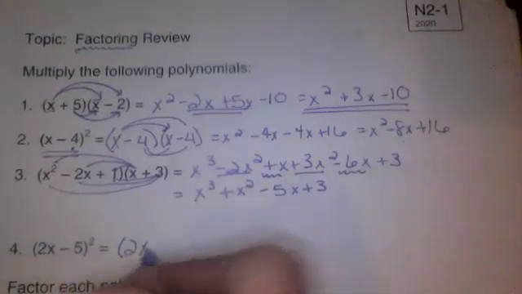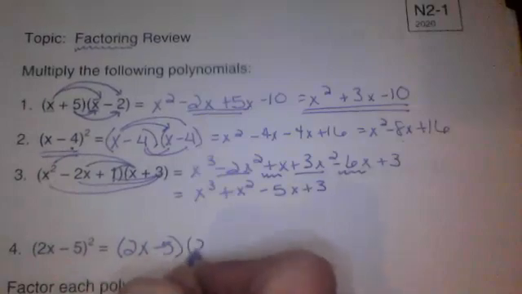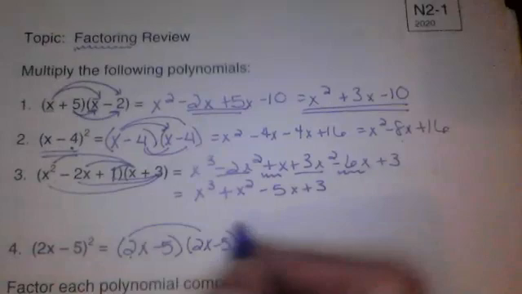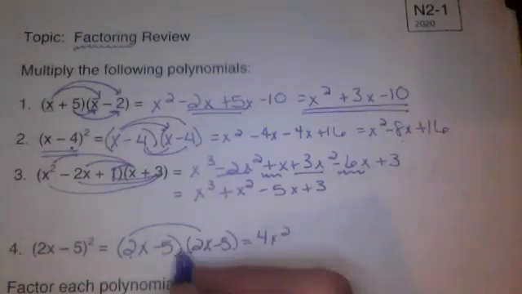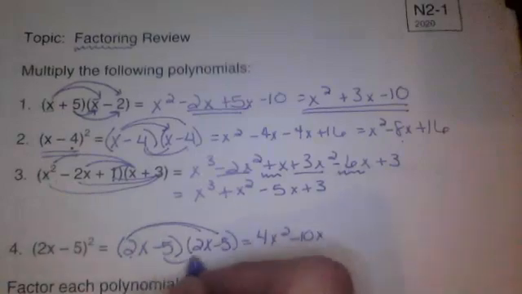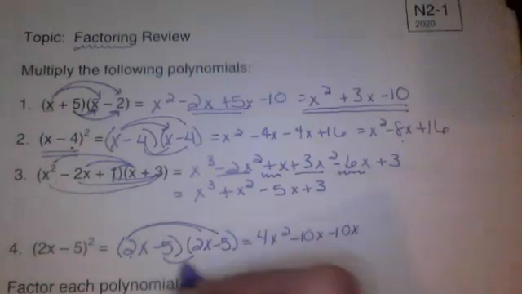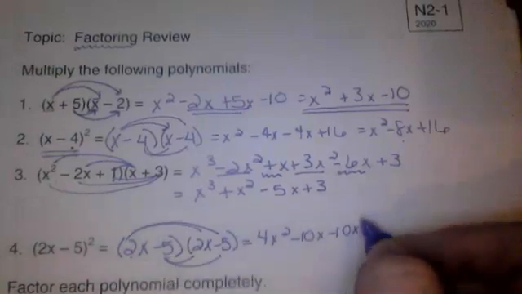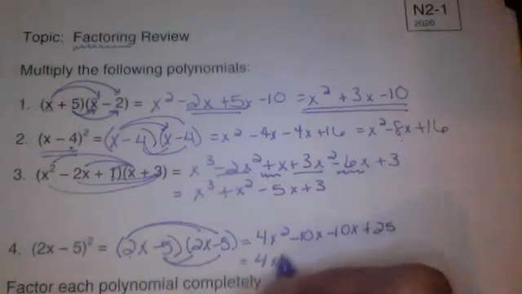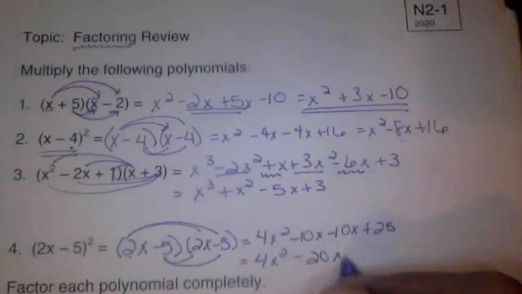So we have 2x minus 5 times 2x minus 5. 2x times 2x would be 4x squared. And then we have minus 10x on the inside, minus 10x. And then the end terms, the last terms, I have plus 25. So I end up with 4x squared minus 20x plus 25.